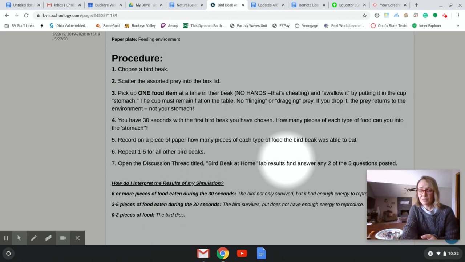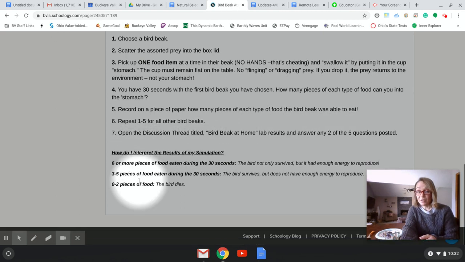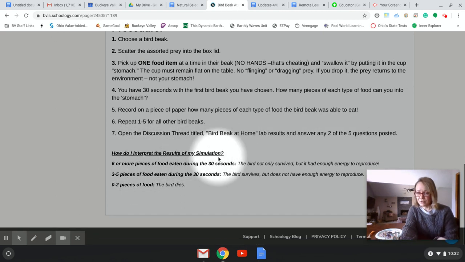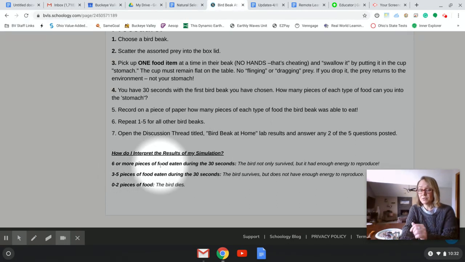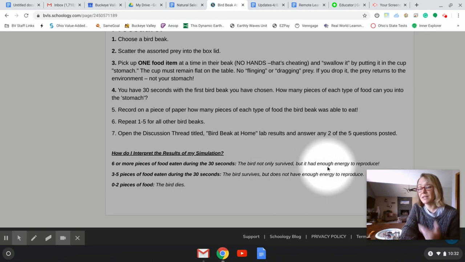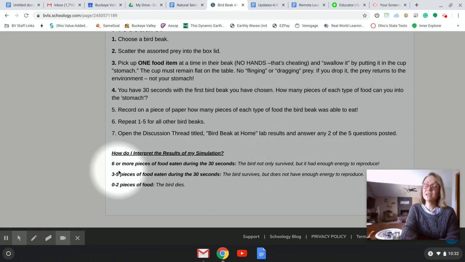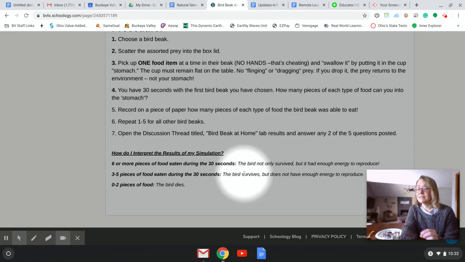Real quick, one thing I want to point out here is, how do you interpret the results of your simulation? Well, if you were able to eat 6 or more pieces of food during the 30 seconds, your bird not only survived, but it had enough energy to reproduce and make babies and create another generation. If in those 30 seconds you consumed 3 to 5 pieces of food, your bird survived, but it did not have enough energy to reproduce.